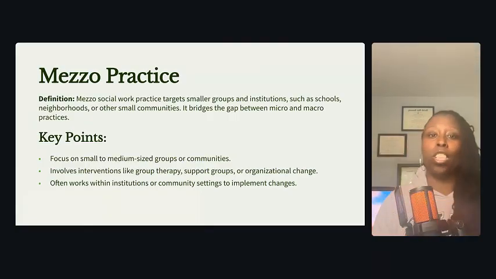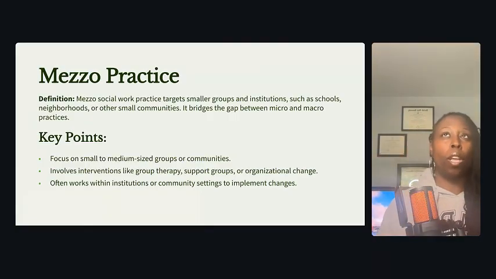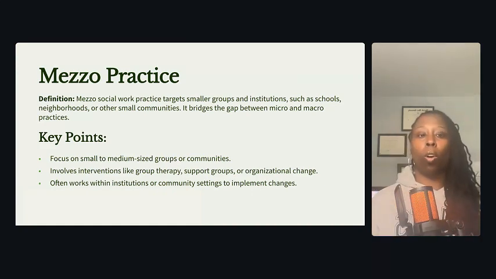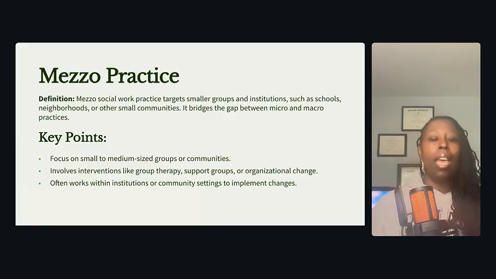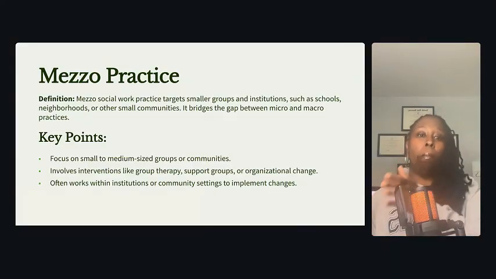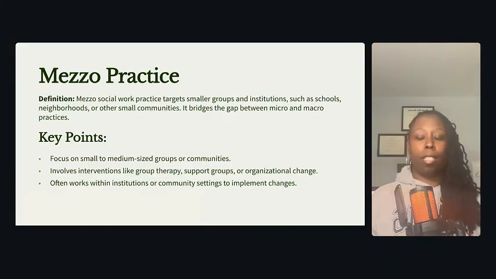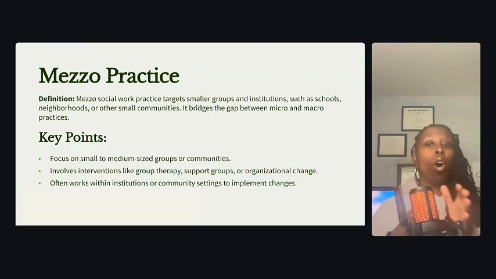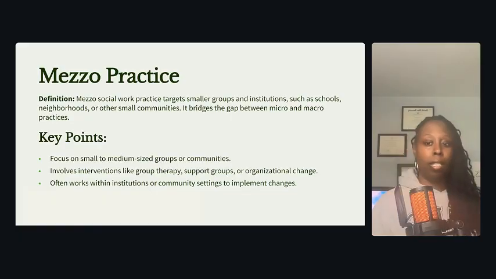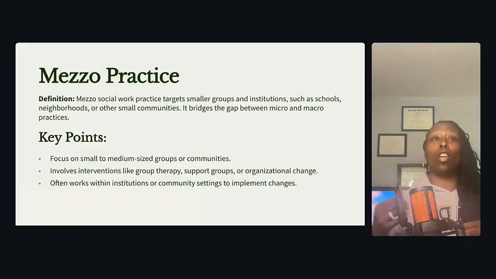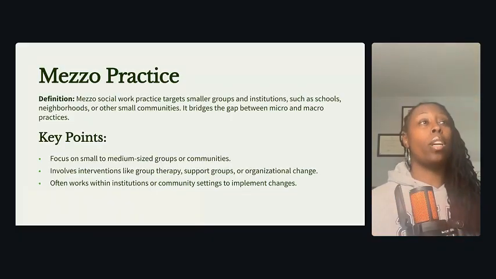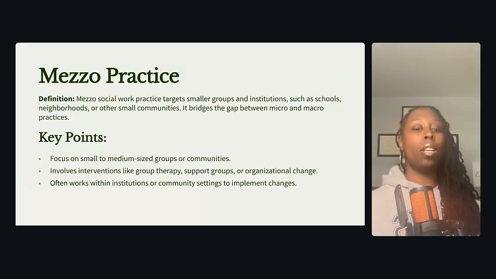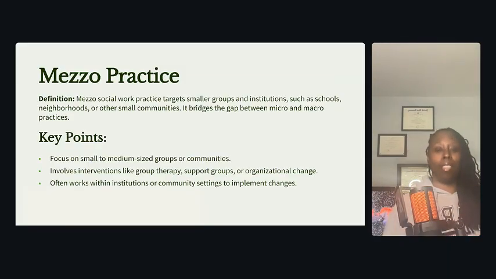Mezzo social work practice targets a smaller group or institutions such as schools, neighborhoods, or other small communities. I'm gonna throw churches in there. It kind of bridges the gap between the micro and the macro level of practices. So some key points here would be, you focus on small to medium-sized groups or communities. It involves interventions like group therapy, support groups, or organizational change. And it often works with institutions or community settings to help implement these changes.